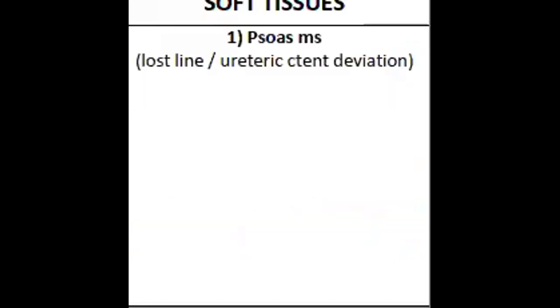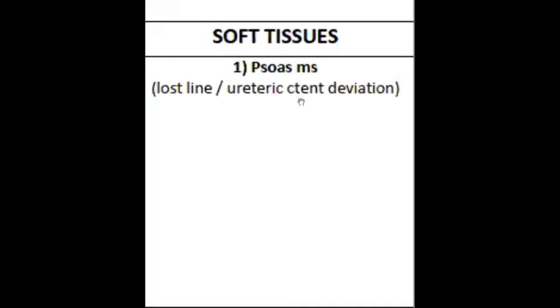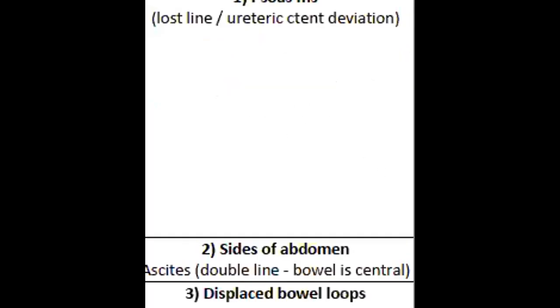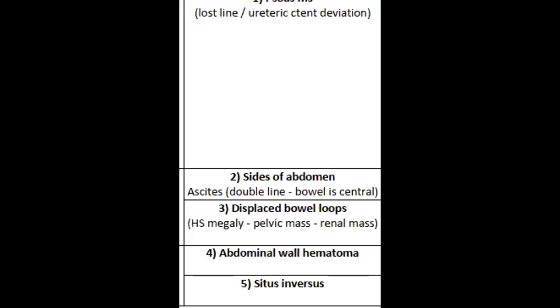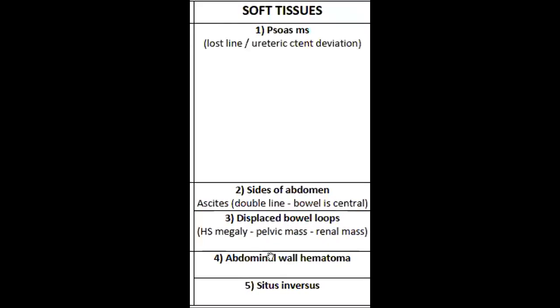So let's see this one. One of the most important checklists I will show you again is that you check the soft tissues. So you check the psoas muscles, you check the sides of the abdomen, you check for any displaced bowel loops, you check for abdominal hematoma, and if there is any situs abnormality.